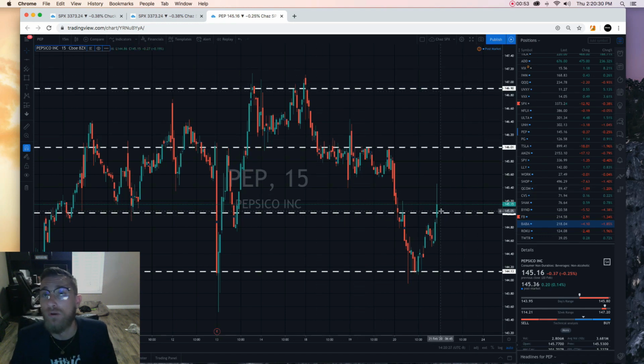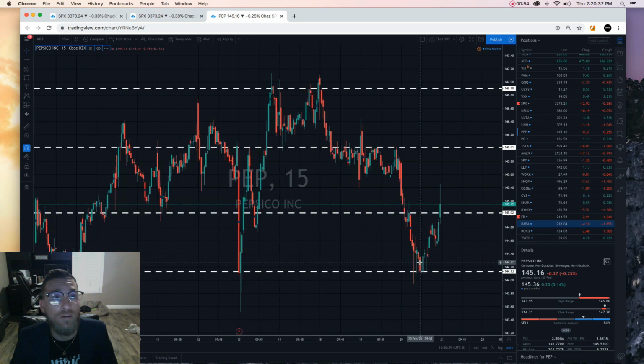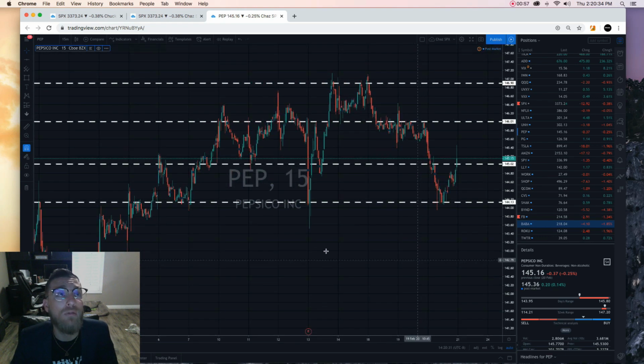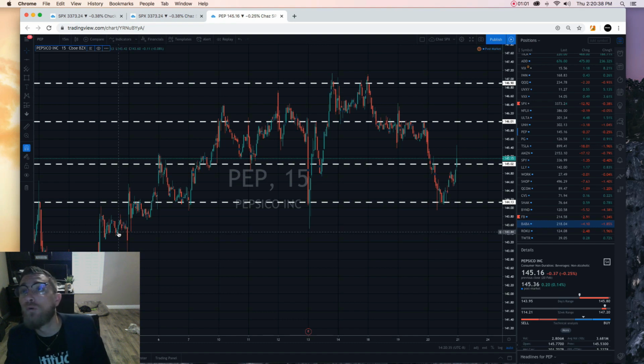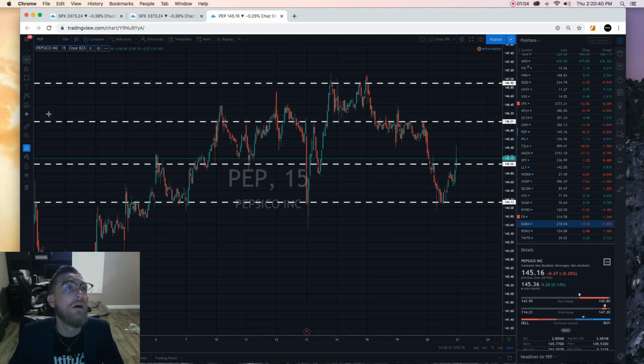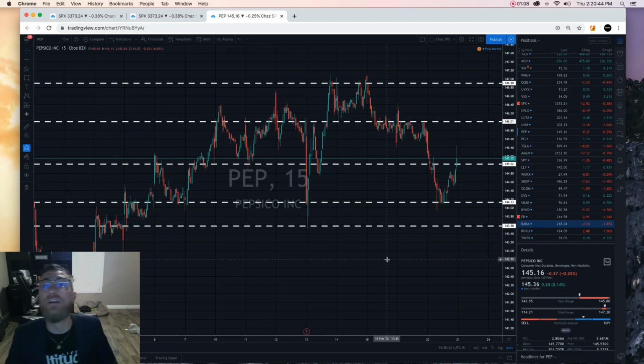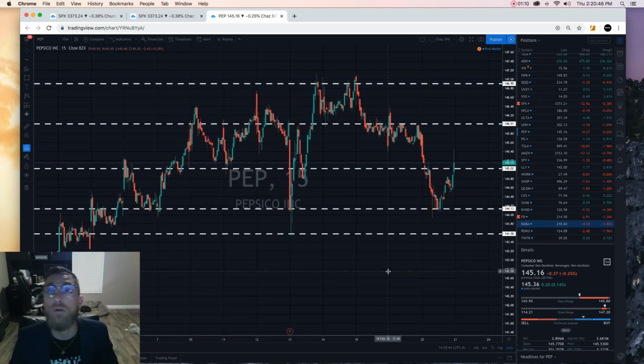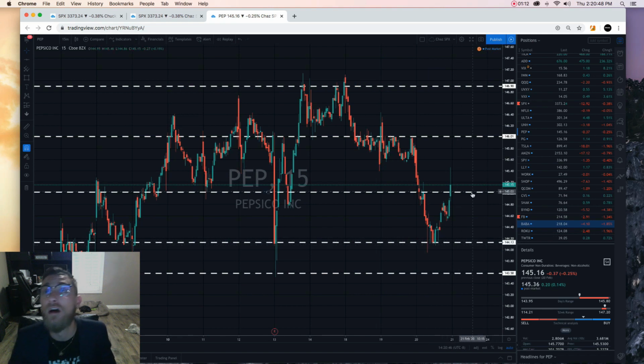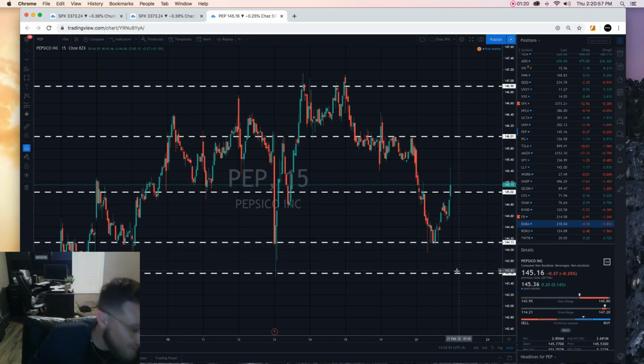But if we lose this 145, then we look down to 144, and below that, probably this support area right here, that's around 143.44. So going into tomorrow, my pivot on Pep is going to be 145. Any separation, upside target 146 and 146.90, and if we lose 145, I look down to 144.13, then 143.60. That's what I see on Pep.